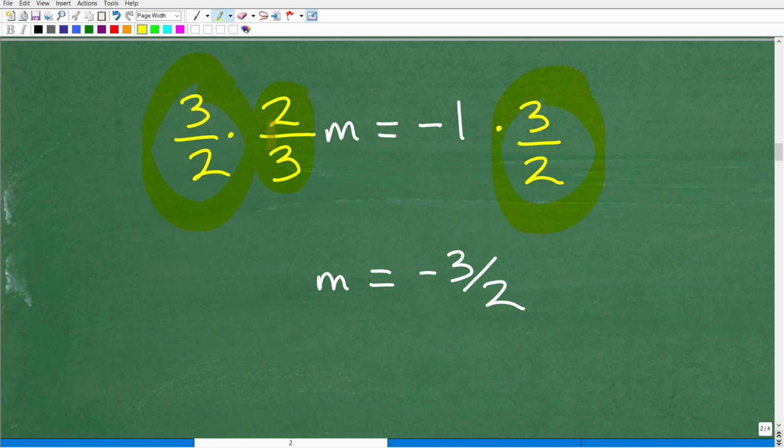So that's all you're doing. You're looking at the fraction, you flip it upside down, and multiply both sides. So -1 times 3/2 gives us -3/2. m is equal to -3/2, and you are done.